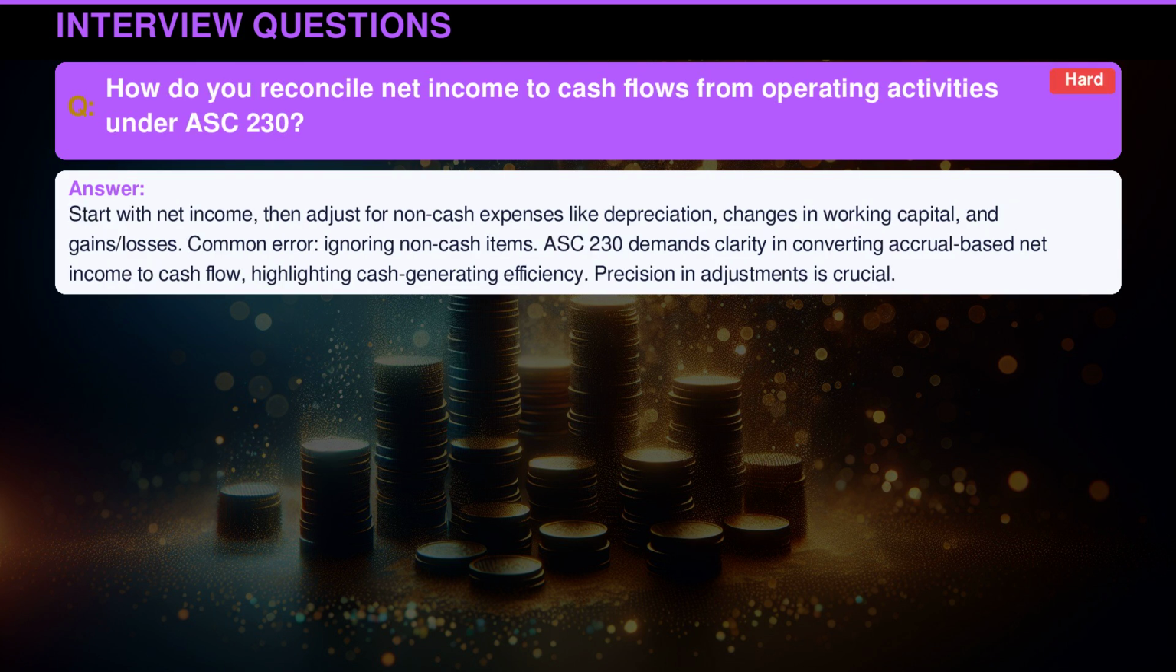Start with net income, then adjust for non-cash expenses like depreciation, changes in working capital, and gains/losses. Common error, ignoring non-cash items. ASC 230 demands clarity in converting accrual-based net income to cash flow, highlighting cash-generating efficiency. Precision in adjustments is crucial.